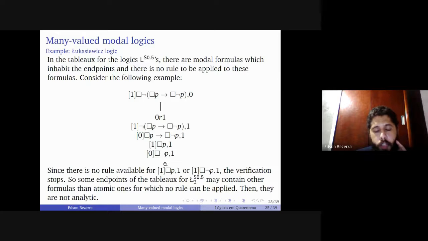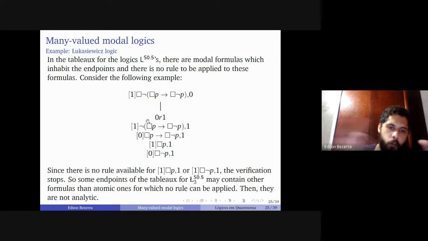But this branch does not close because we cannot apply the rule for box here, because as I defined it before, we can apply the box rule only in the world 0. In the worlds bigger than 0, you cannot apply the rule anymore. So since there is no rule to be applied in this case, the verification stops, and this branch here, for example, remains open.